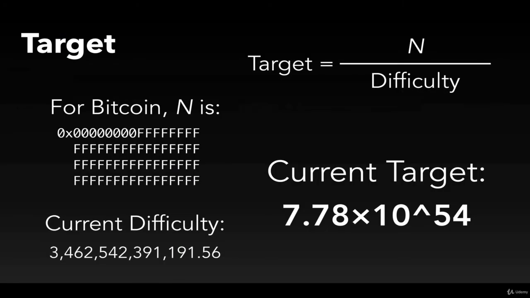So you can see that over time, difficulty has changed, and the trend is that it's gone up, but it doesn't have to always go up. There could be a time where it goes down. And so for the current difficulty, we take that N, we divide it by current difficulty, and it gives us a target of 7.78 times 10 to the 54th power in scientific notation. That's 7 with 54 zeros in it. It's a very large number.